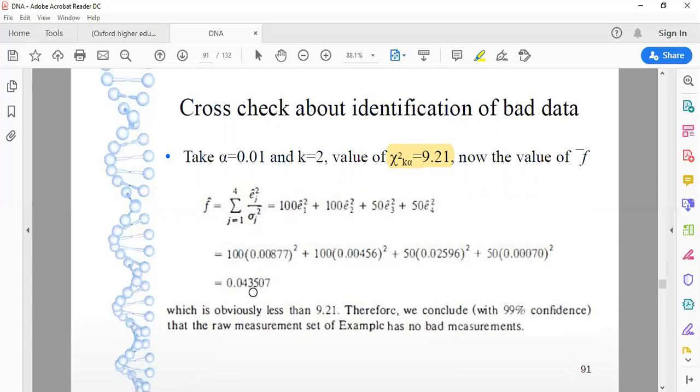we will get the value 0.043507. So obviously it is less than 9.21. So with an accuracy of 100 minus 0.01, which is the value of alpha, we can say that there is no bad data in this measurement. Okay.